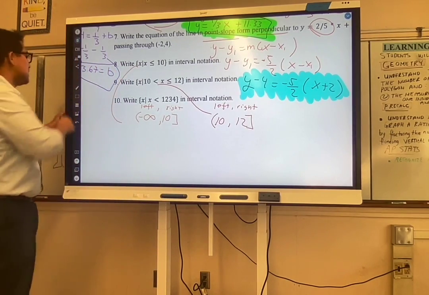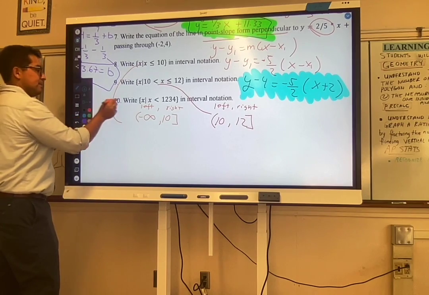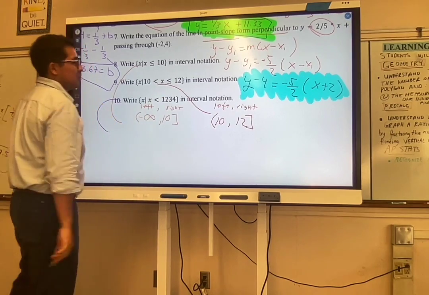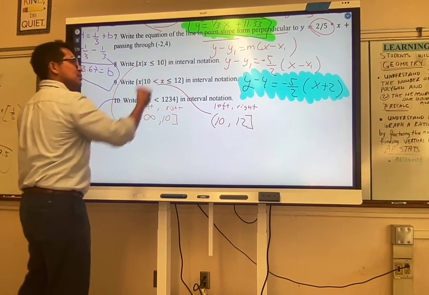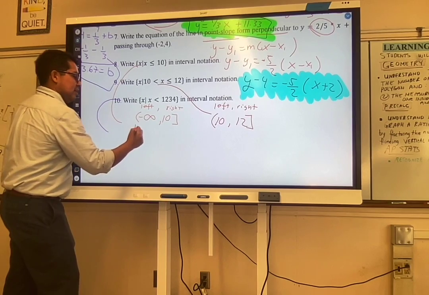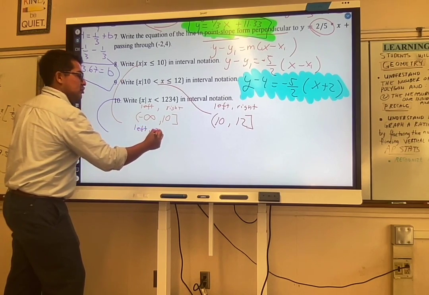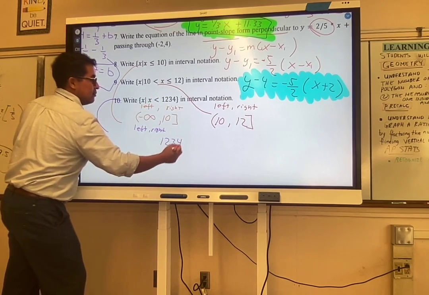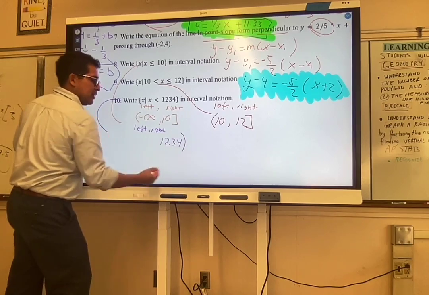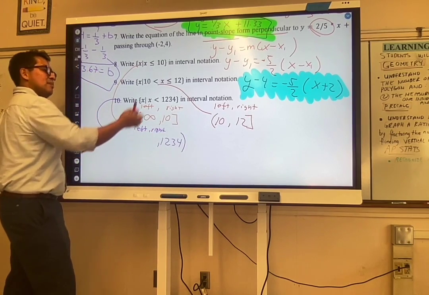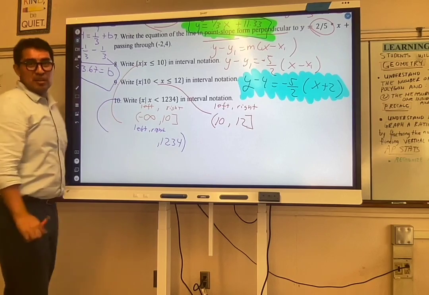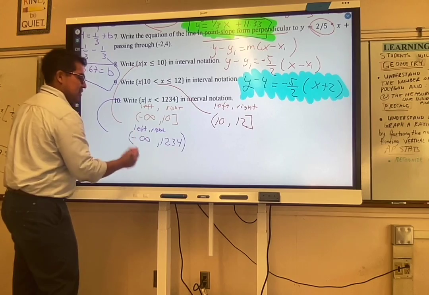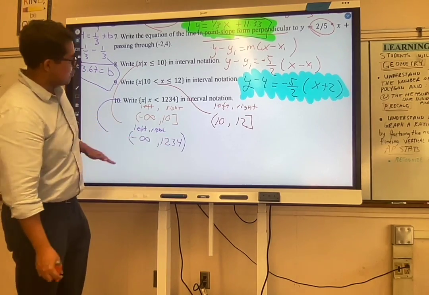Okay. Last but not least, for number 10, I'll do that in purple. Write x is less than 1,234 in interval notation. So if you notice, this is very similar to number 8. If we're thinking left and right, the farthest to the right I can go is 1,234. I can't actually be equal to it, so I put parentheses. And I think of the leftmost value x can be: what are all the numbers less than 1,234? If you take a moment to think about it, it should be, again, -infinity, because there's an infinite amount of numbers that are less than that. So this one will be written this way, okay?